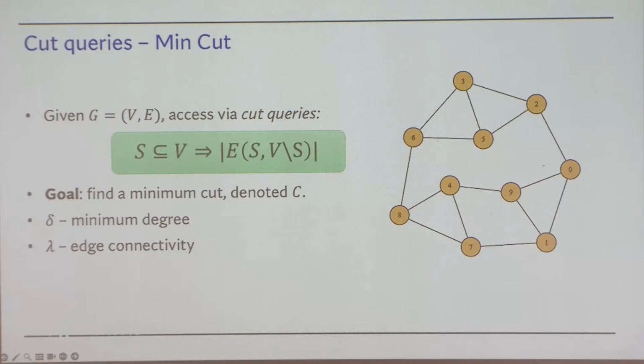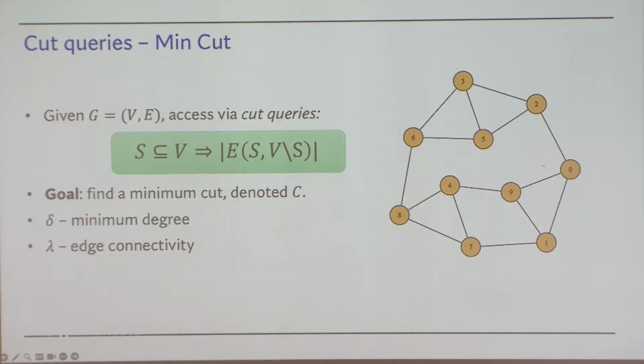It's a query model, and it's called cut query. So let me first try to define the model, and then I will give you some motivation as to why this model is interesting. You have a graph, which you have some oracle access to, and you can query a set of vertices, and it will give you the value of the cut which is identified by that set of vertices. Not the edges, just the value, and that is important. And in this talk, the goal is to find a minimum cut of the graph.